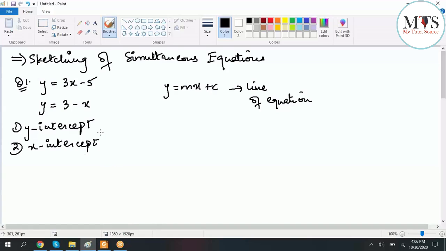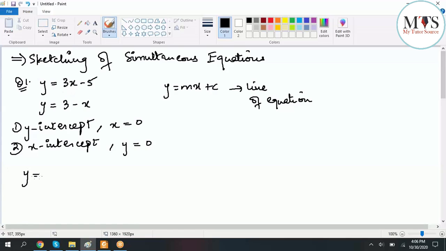For the y-intercept, x will equal 0, and for the x-intercept, y equals 0. It's the opposite. Sorry, I got confused. It's okay. So let's do it with this set of equations.